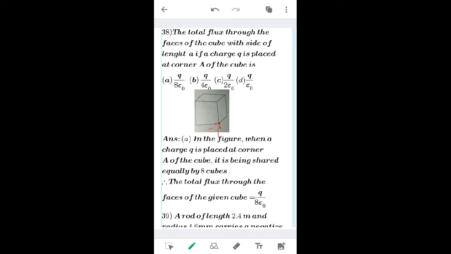Hence A is the correct option, because you can see here the other cubes, it will distribute to the 8 other sides of the cubes. So in the figure, when a charge is placed at the corner A of the cube, it is being shared. That's what I told here. It is shared equally by 8 cubes. The neighboring cubes will be 8 cubes. So therefore that means it is cut into 8 times. So therefore q by 8 epsilon naught is the correct option. Right?